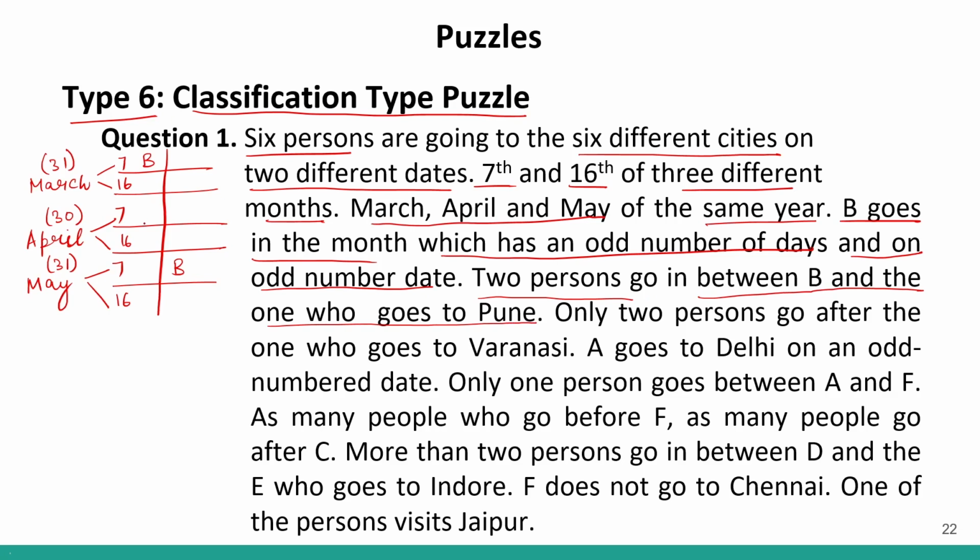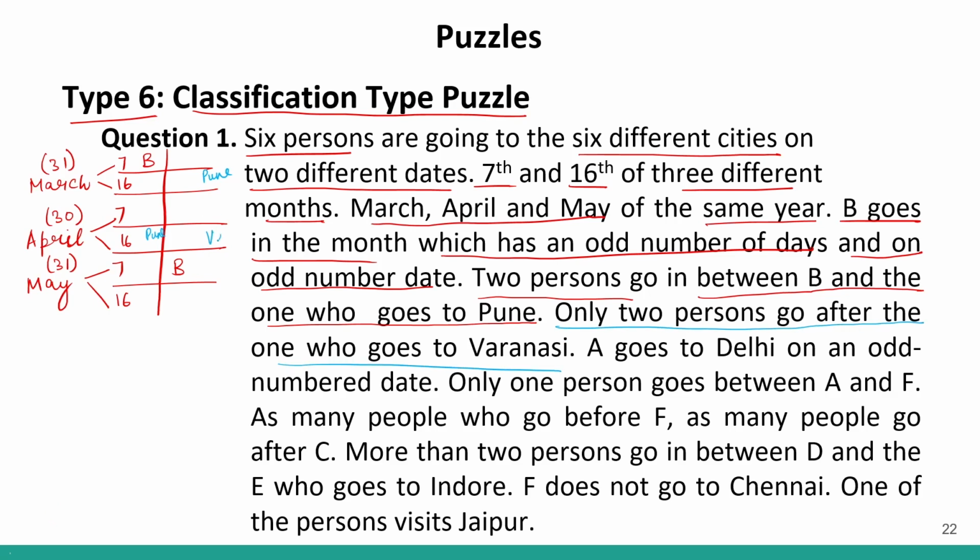2 persons go in between B and the one who goes to Pune. So 2 persons, that means, let me write city with a different pen. So 2 persons go between, Pune will be here. Similarly, 2 persons go between, Pune will be here. So 2 persons go between B and the one who goes to Pune.